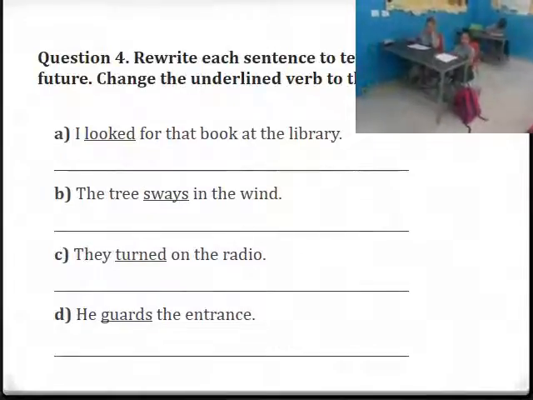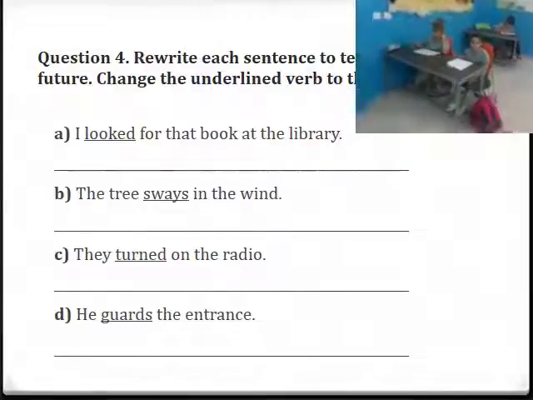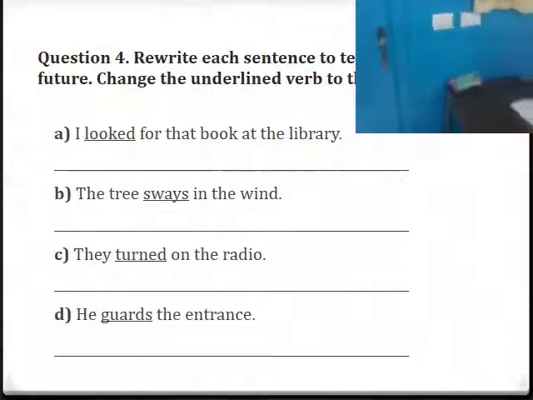Question 4. Rewrite each sentence to tell about the future. Change the underlined verb to the future tense. Read the first one, Leah.